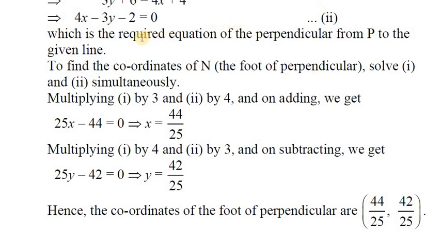So the equation, if we solve algebraically, we can use any method: cross multiplication method, elimination method, or substitution method, to find the values of x and y. Doing so, we have the coordinates of the perpendicular as 44 by 25 and 42 by 25. So this is the required coordinates of the foot of the perpendicular.